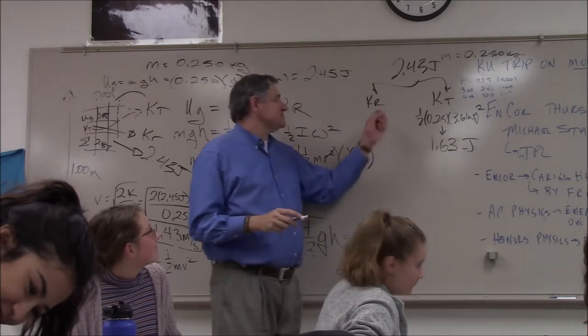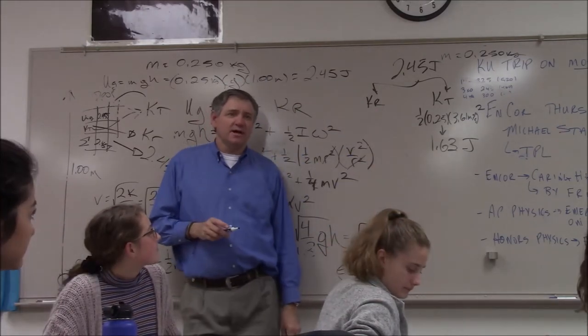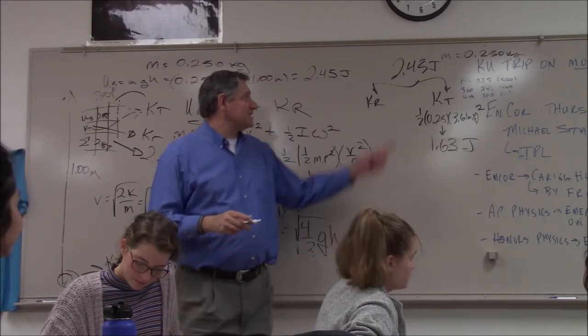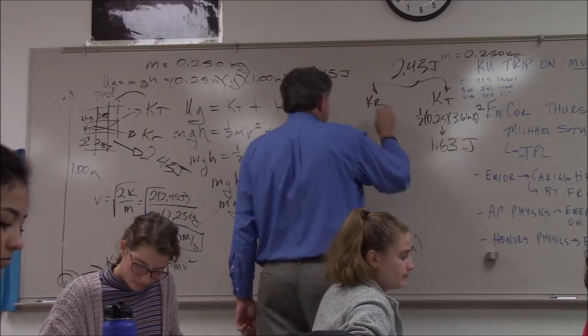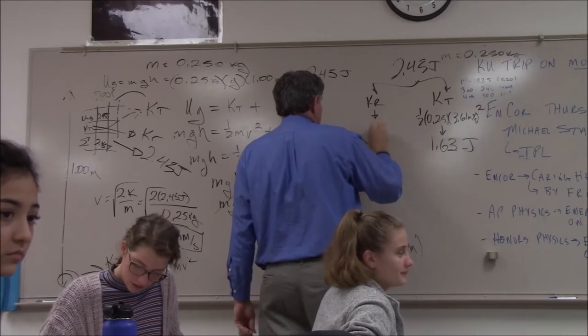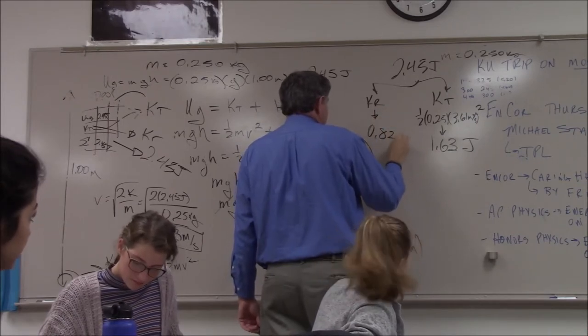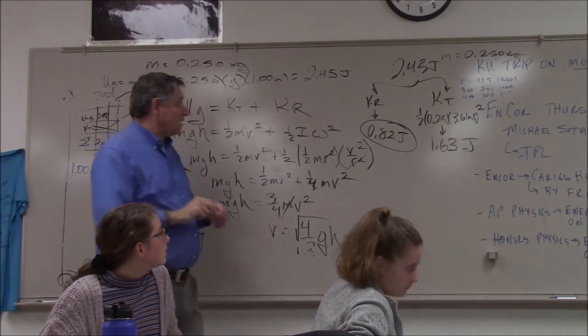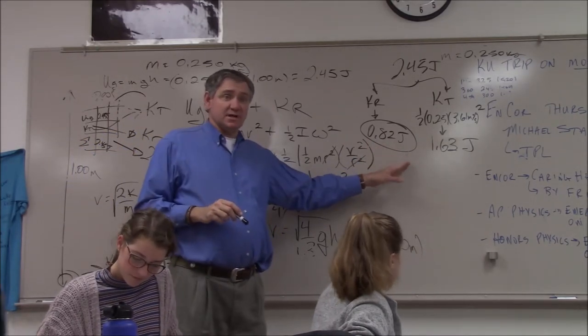So then how much rotational kinetic energy do I have? Just whatever 2.45 minus that is. Yeah, so you take 2.45 minus 1.63. 0.82. Now, knowing this, you can do a whole bunch of stuff with this.